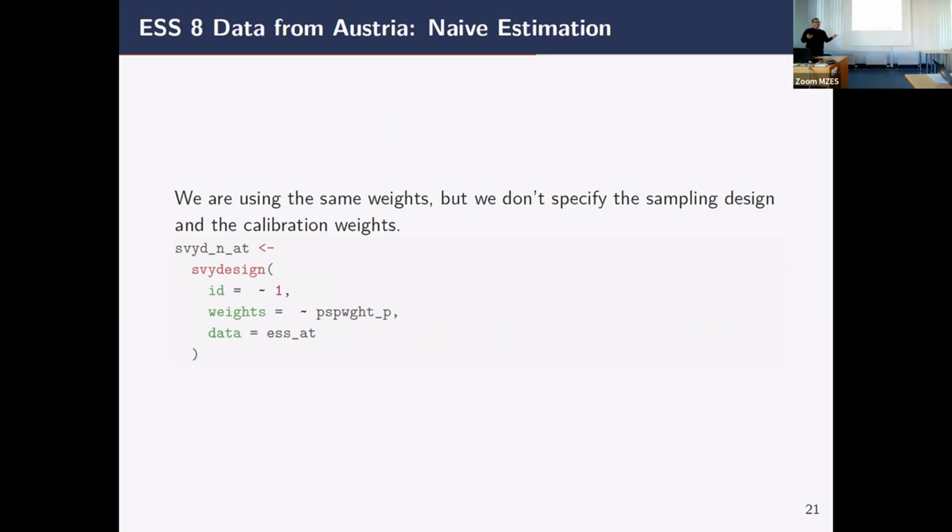Okay, so what would happen if I would ignore all that and simply use the weights? So I know I have to use weights, and that's all I'm doing here. I'm defining the weights. So I'm not defining strata, just defining the IDs and so on. It's basically a similar example, but I'm saying, use these survey weights.